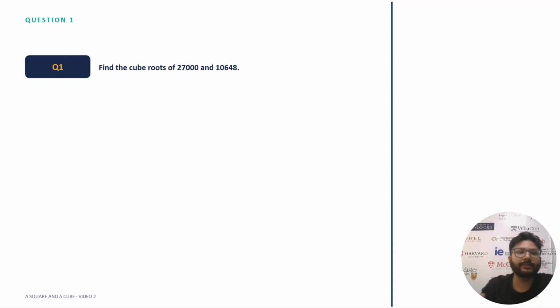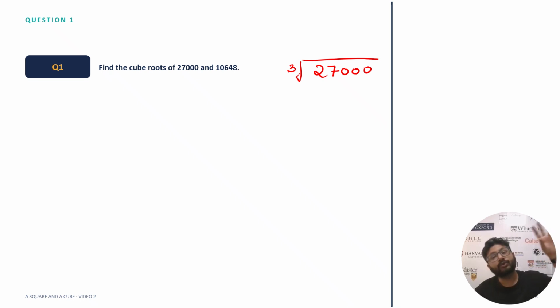Move on to cube numbers. So first question, find the cube roots of 27,000 and 10,648. Take the approach of, in this particular question, 27,000 cube root. Remember this thing that when we talked about squares, the number of zeros in the original number becomes twice when you are squaring it. Similarly, the number of zeros will become 3 times when you are cubing it, right? When you are raising it to a power of 3.